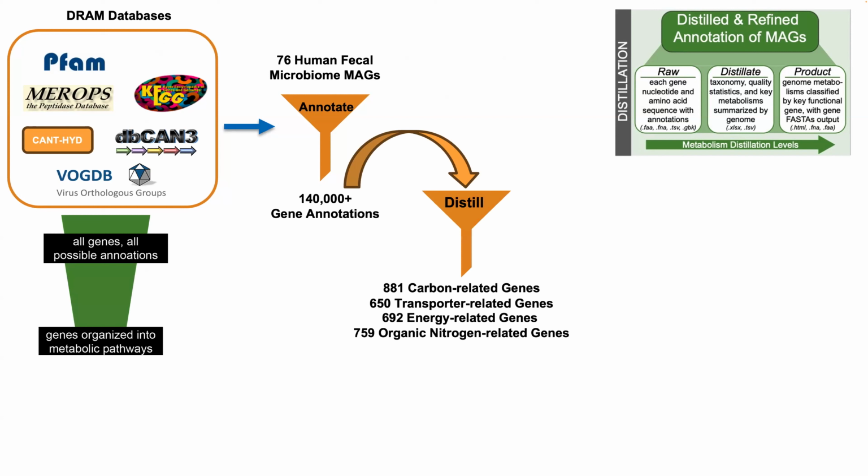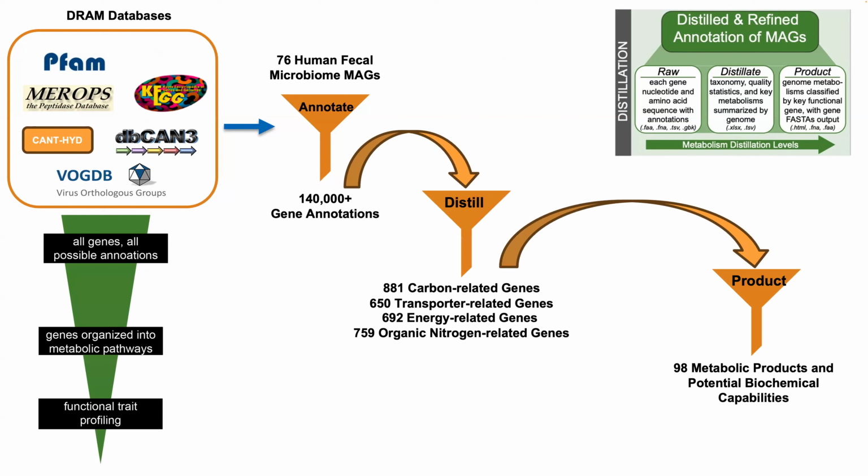And so then you can say, okay, well, in the human gut, I'm super interested in carbon, so I'm going to look at this part instead of having to wade through 40,000 or 140,000. And then if you want to go even further, you can go to the product, which is 98 metabolic products, which is in that heat map that Ben showed.